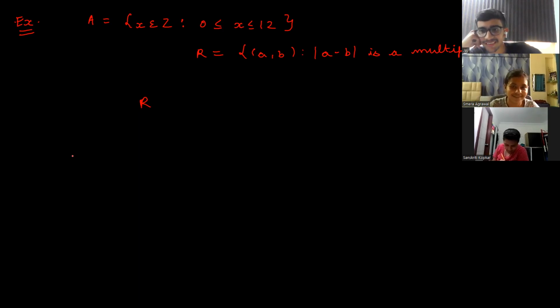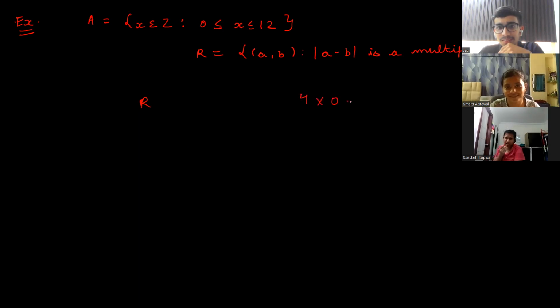Sanskriti. Why won't it be? Acha, whenever you say no, tell me which test case is failing. 4, 4. So 4 minus 4 is 0, so it is not a multiple of 4. Really? 0 is not a multiple of 4? No, multiples start from like 4, 8, 12. No. Who told you this?